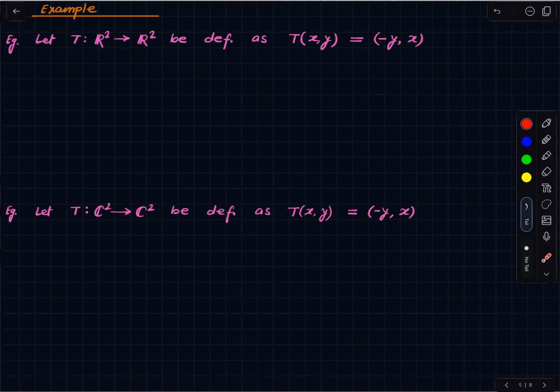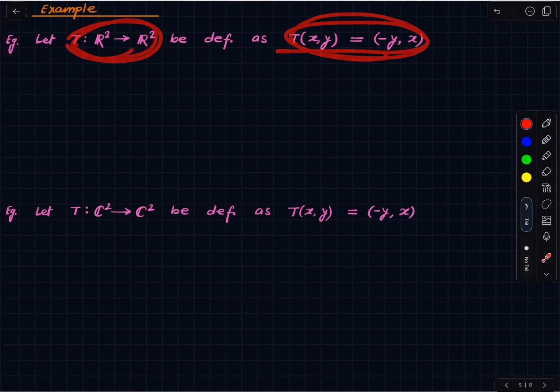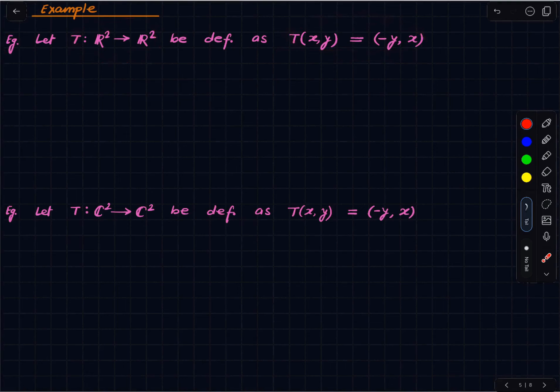So we have the first example where we are given a linear map defined in this fashion. And we are asking what are the eigenvectors and eigenvalues of this map. So of course, 0 is an eigenvector. We want to talk about non-zero eigenvectors. Does this admit any non-zero eigenvectors? If you just visualize this, you will see that it does not admit any non-zero eigenvectors, because this map is just a rotation of the plane by 90 degrees.